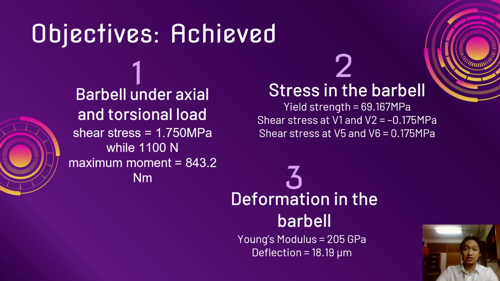Second, the stress in the barbell at different sections was analyzed and plotted in a graph. It was observed that the yield stress, which is the stress the bar can uphold before plastic deformation occurs, was approximately 69.167 megapascals. It was also concluded that the shear stress acting on the bar at different points, which was V1 and V2 and V5 and V6, was negative 0.175 megapascals and 0.175 megapascals respectively.